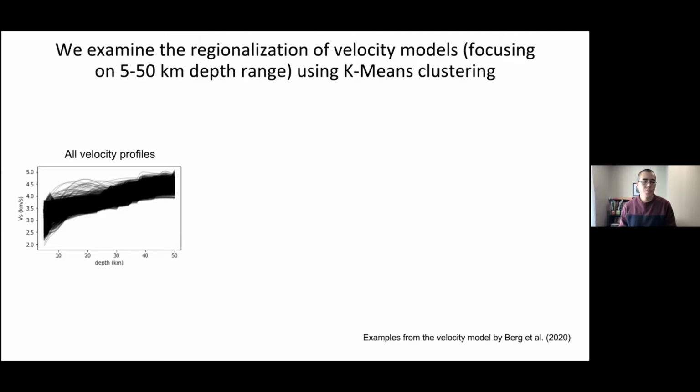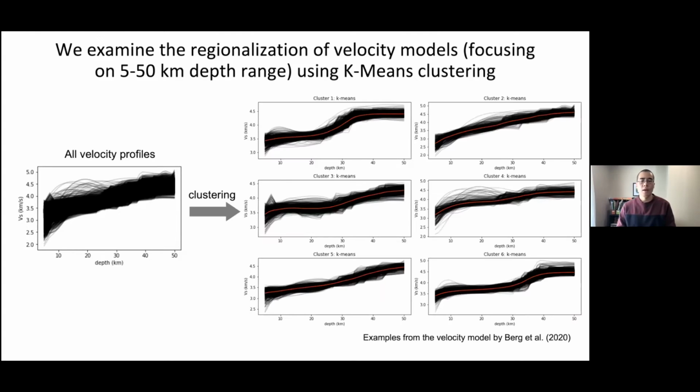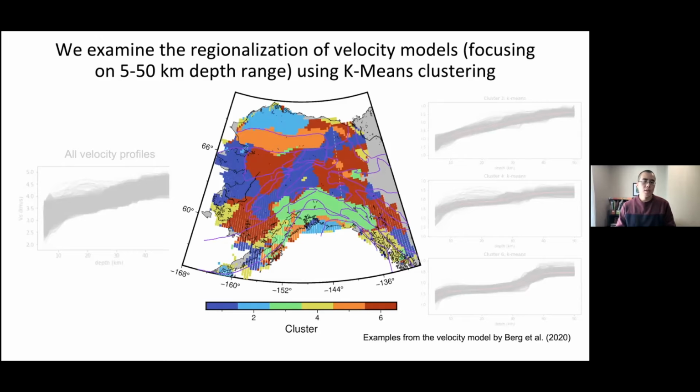The figure here shows the superimposition of all velocity profiles from the model by Burke et al. 2020. After running the k-means clustering, we are able to group seismic velocity profiles into a few clusters. After plotting the location of the clusters on a map, we are able to compare the distribution of velocity clusters with tectonic terrains, showing as the purple lines.